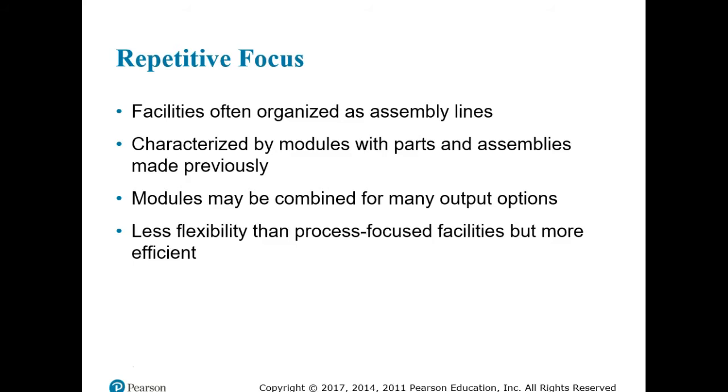So remember, when it comes down to repetitive focus, facilities are often organized as assembly lines. They are characterized by modules with parts and assemblies made previously, and modules may be combined for many output options. And then you have less flexibility than process-focused facilities, but more efficiency.